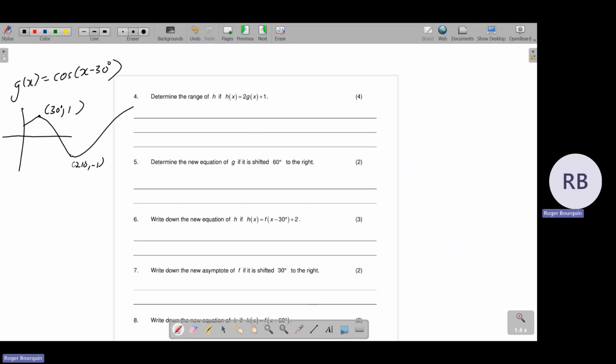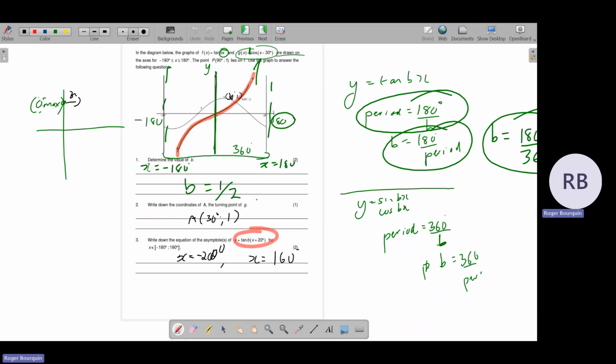Okay. So let's go back to the graph. I've got this graph between minus 180 and 180 of cos x minus 30. g of x is equal to cos x minus 30. Now, what did they say? The question: find h, determine the range of h if h of x is equal to 2 times g of x plus 1.